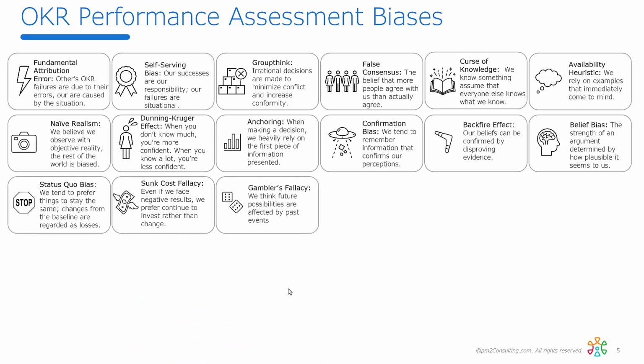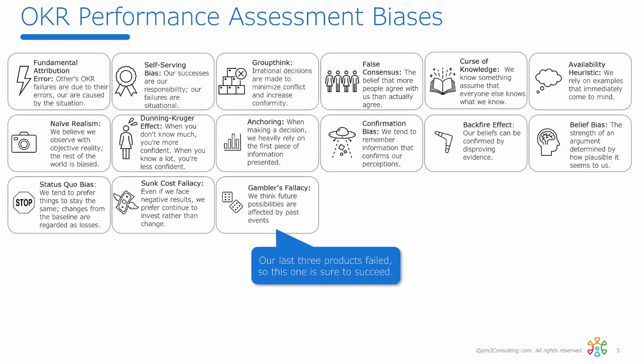Gambler's fallacy, which is we think that our future possibilities are biased by previous ones. If you roll the dice a dozen times, you never get a pair of sixes. You think the next time is a higher probability of getting sixes, which of course it isn't. In the business world, what does that look like? We say, well, our last 3 products failed, and we know that 1 in 4 succeed. Therefore, this next one's sure to succeed.